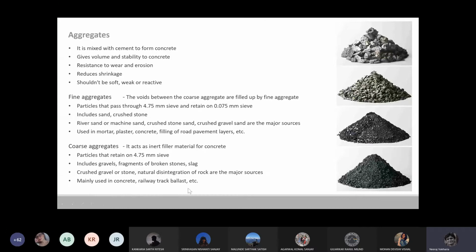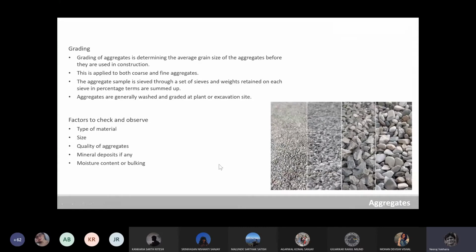Mainly used in concrete, railway track ballast, etc. Okay. Now the grading. Grading of aggregates is generally determined by the average grain size of aggregates before they are used in construction. This is applied to both coarse and fine aggregates.